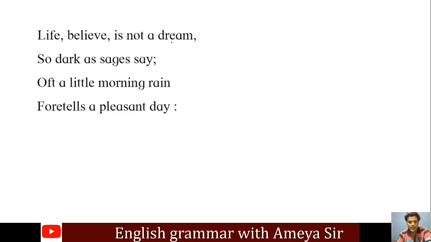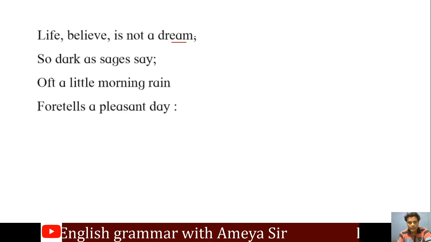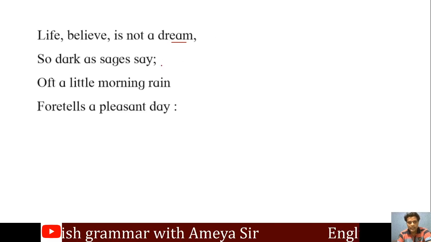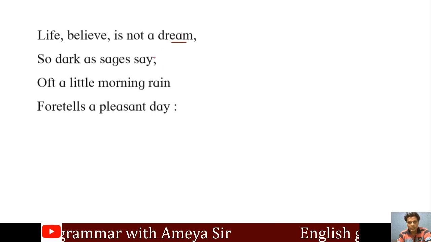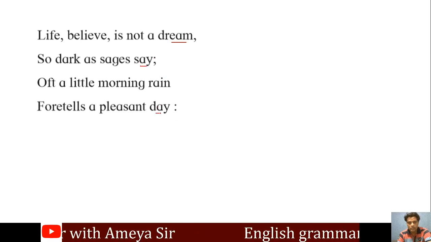Clearly, let's see the rhyme scheme. We talked about it. This is the first stanza. So dream, let's call it A, then say and day will rhyme. So it's A, B, C, B. So the second line and the fourth line rhyme here.